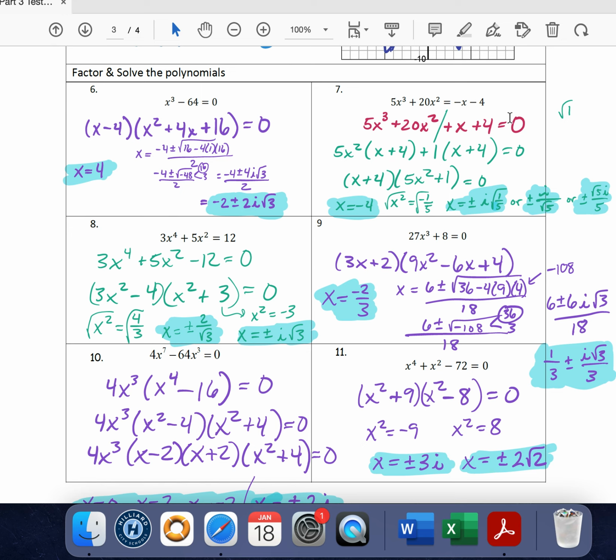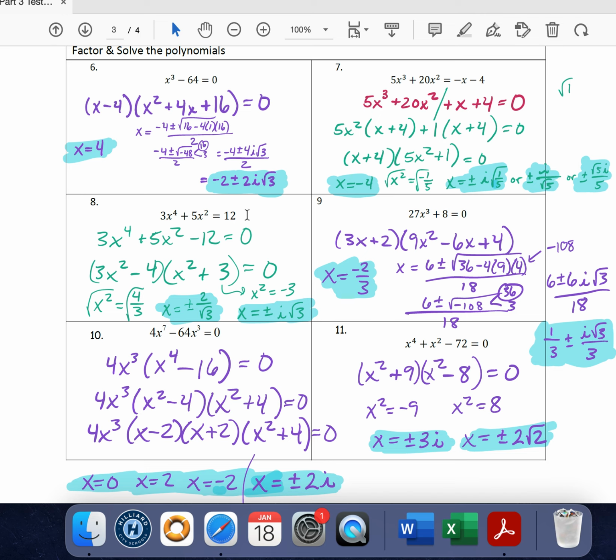This has 4 terms, so this is factor by grouping. Again, get everything on one side of the equation first, and then factor by grouping. And when you're left with something like this right here, that 5x squared plus 1, you can continue to solve by finding the imaginary solutions by using square roots. Again, here you use the quadratic formula. Here you can use square roots.